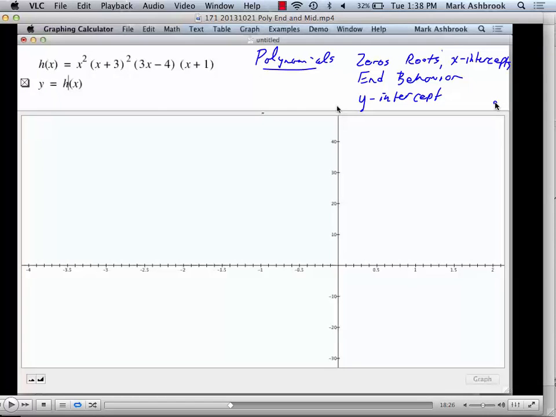Okay, so I'm going to set you loose here. Just work on these 3 things for this polynomial h of x. No graphing calculator for this, okay? This is hopefully review. Determine these 3 things for this polynomial h of x.